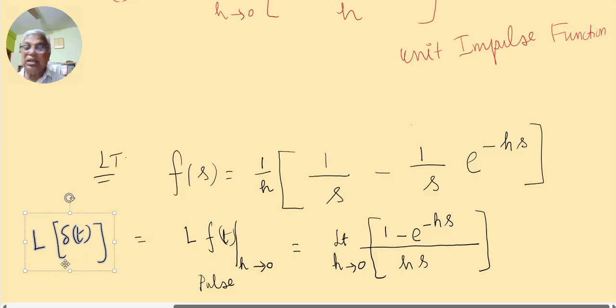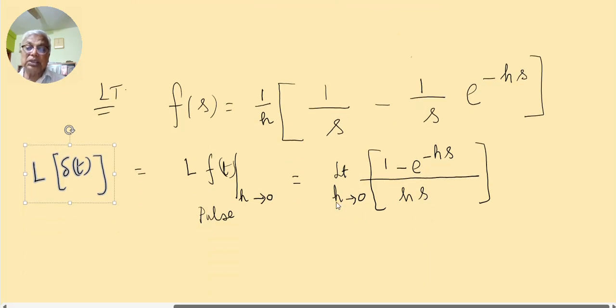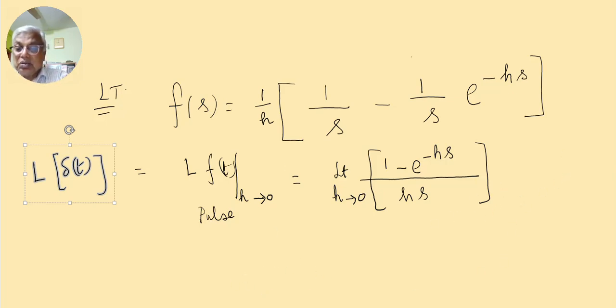So L of delta t, L of the impulse function, can be considered as the limit h tending to 0 of (1 minus e power minus hs) by hs. If we substitute h equal to 0, what do you get? Numerator will be 0, denominator will be 0. You get 0 by 0, indeterminate. So you have to use L'Hospital rule.